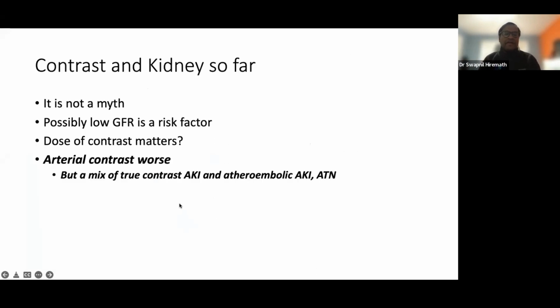So, arterial contrast is worse. We say that, but arterial contrast is not really all contrast-induced AKI. It's a mix of true contrast AKI and atheroembolic AKI or ATN. And again, arterial contrast is often also in the setting of a patient who has a heart attack, or cardiogenic shock. So that itself can cause AKI, whether they get contrast or not. So there are other things that are happening with arterial contrast, which is why it appears worse.